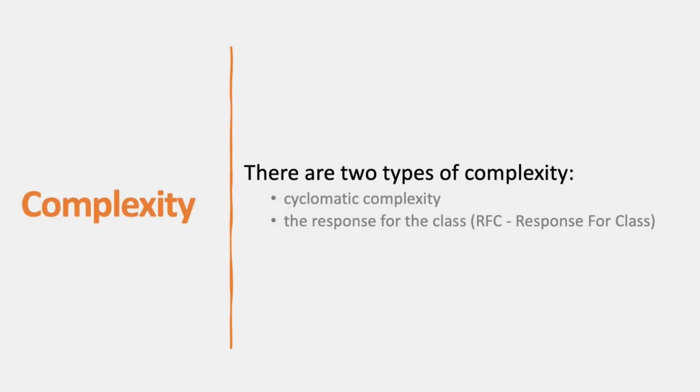There are two types of complexity: cyclomatic complexity and the response for the class, RFC. Cyclomatic complexity checks the depth of the conditional instructions embedded in the code. A high value means that the code is difficult to understand and therefore difficult to modify safely. This code may be inherently complicated, but perhaps it can be simplified.